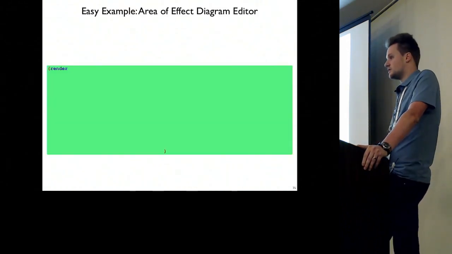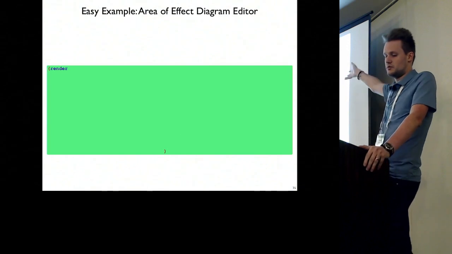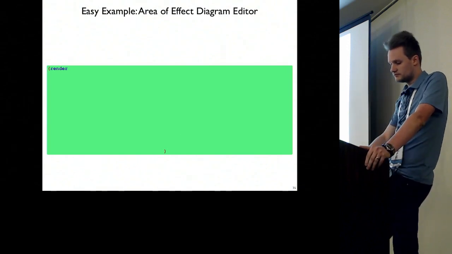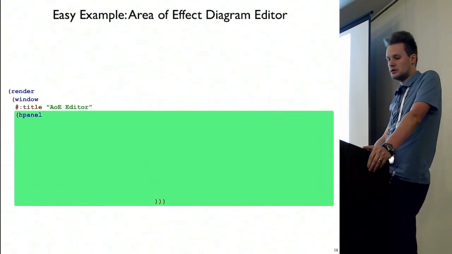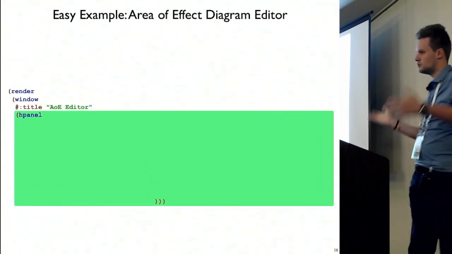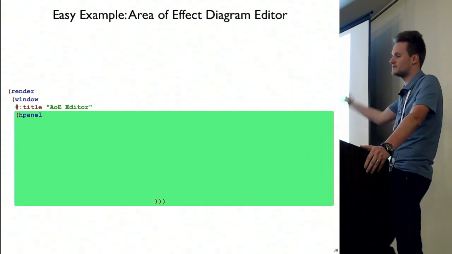So here's the GUI Easy code. We want to render something to the screen, so we're just going to start with a function call, render. What are we going to render? It's going to be a window. It has a title. We need to do a little geometry management, just like in the previous version. So we want to have something on the left, something on the right.